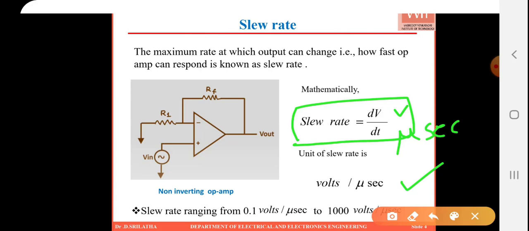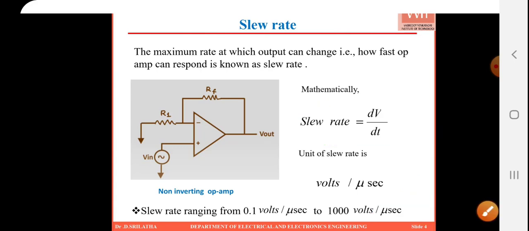And depending on the type of op amp, the slew rate value changes from 0.1 volts per microsecond to certain 1000 volts per microsecond.